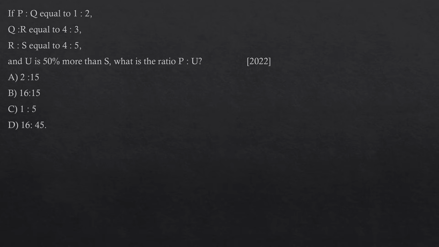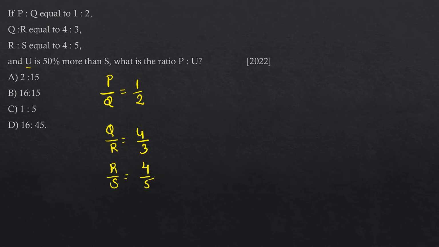Options are 2 is to 15, 2 is to 15, 6 is to 15, 1 is to 5 and 16 is to 45. So we can write the given data one by one. That is P by Q equal to 1 by 2, Q by R equal to 4 by 3, R by S equal to 4 by 5.